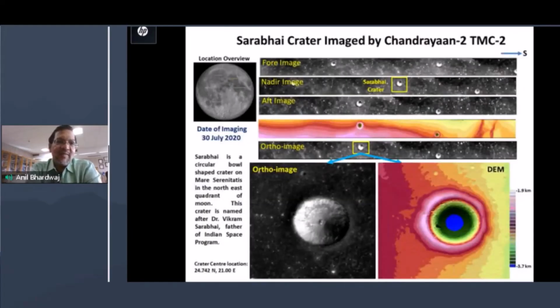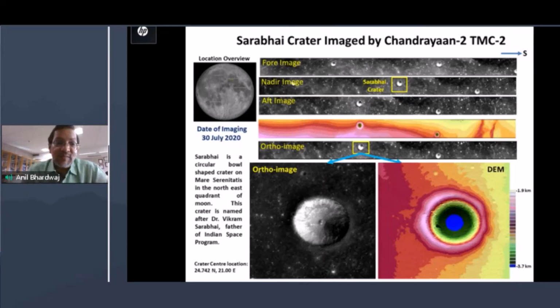This is the Sarabhai crater imaged by the Chandrayaan 2 terrain mapping camera. Sarabhai, as you know very well, is the most famous scientist of India, and of course the father of the Indian space program. And he is the one who actually started the Physical Research Laboratory, which grew later on into the whole ISRO and Department of Space.